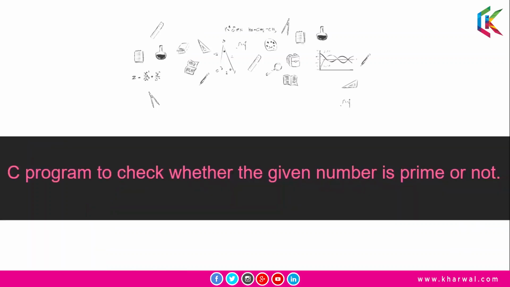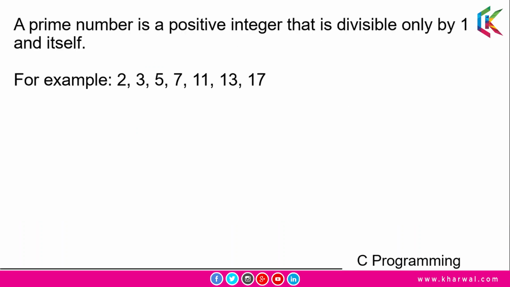So guys, in this lecture we are going to write a C program to check whether the given number is prime or not. So guys, first let's discuss what a prime number is. A prime number is a positive integer that is divisible only by 1 and itself. These are a few examples of prime numbers: 2, 3, 5, 7, 11 and so on.